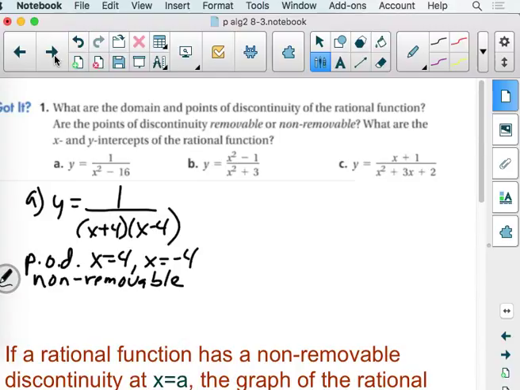Since they're not removable, we can't use them, which means we can't use them in the domain. And I'll go ahead and do what Megan was saying, just a plus or minus. We have gotten everything we can get out of the bottom. Where do we go next? Yeah, for the x intercept.